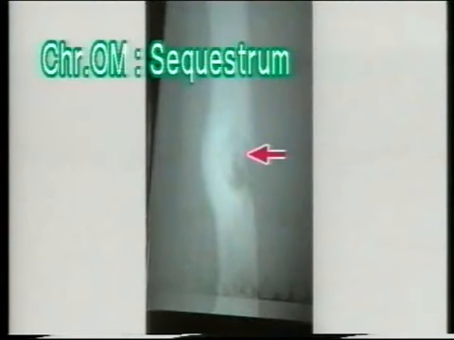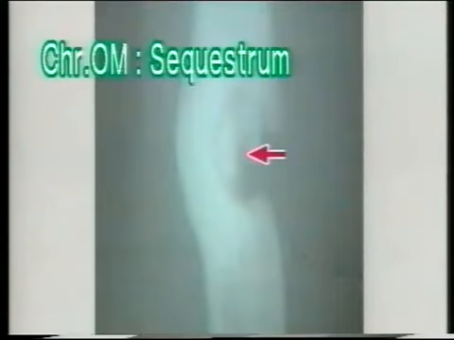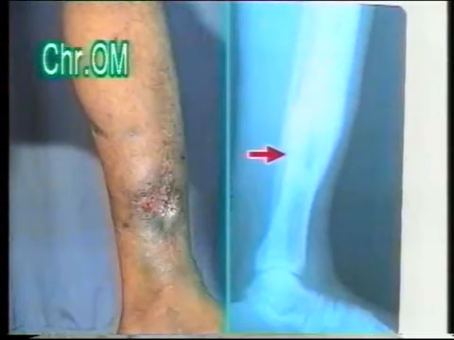This X-ray shows a cavity in the bone which is the result of a previous surgery, and within the cavity a dead piece of bone is seen. It is a sequestrum, and it is surrounded by radiolucency from all the sides. The radiolucency is because of inflammatory tissue around it. This X-ray shows an area of rarefaction surrounded by sclerosis, typical of chronic osteomyelitis. On the left, the patient's leg with the chronic sinus is shown.